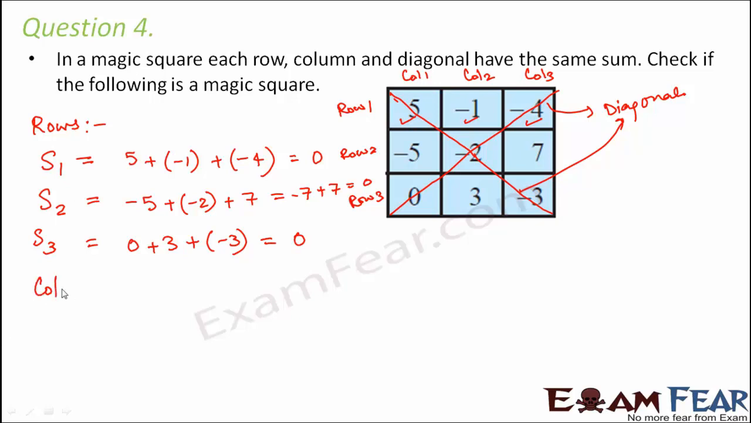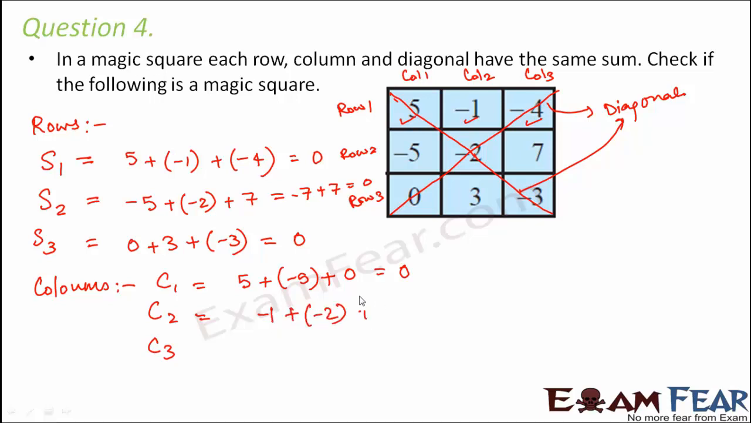Now let us try to find out the sum of the columns. So we will find out the sum of column 1, column 2 and column 3. So column 1 would be 5 plus minus 5 plus 0, which is equal to 0. Column 2 would be minus 1 plus minus 2 plus 3, which is again equal to 0, and column 3 would be minus 4 plus 7 plus minus 3, which is also equal to 0. So now we come to the diagonals.